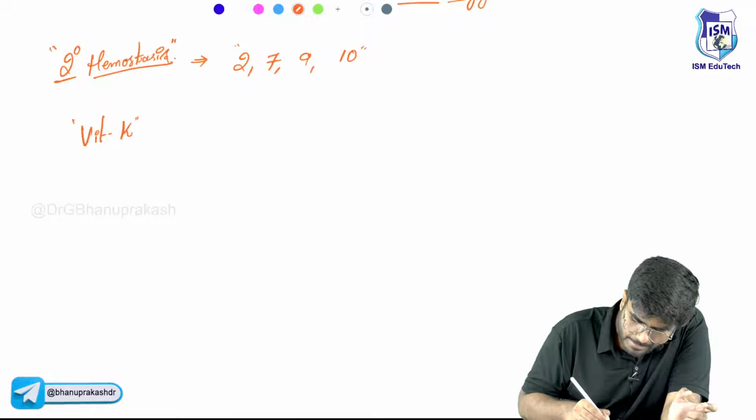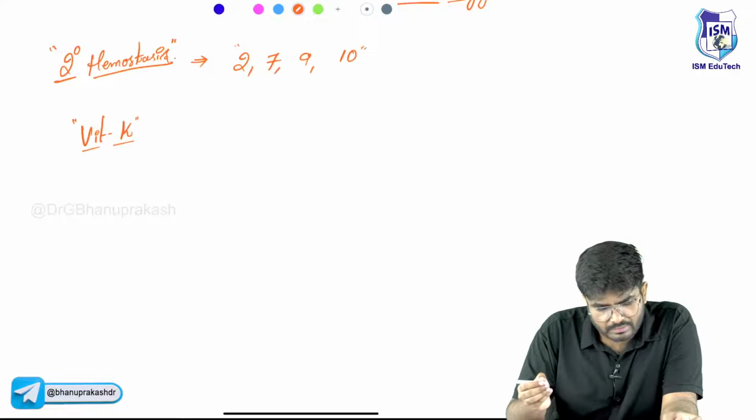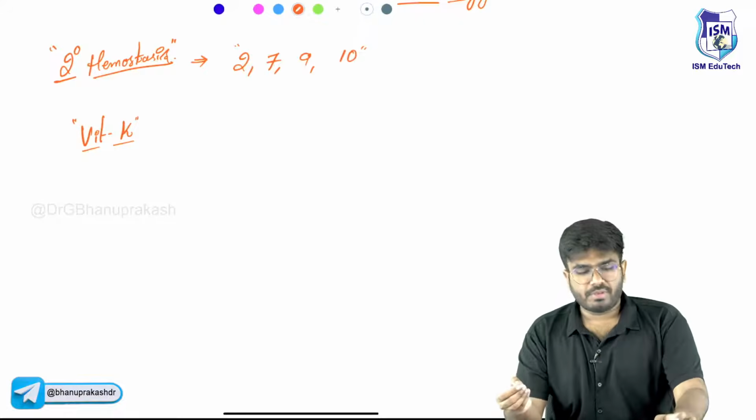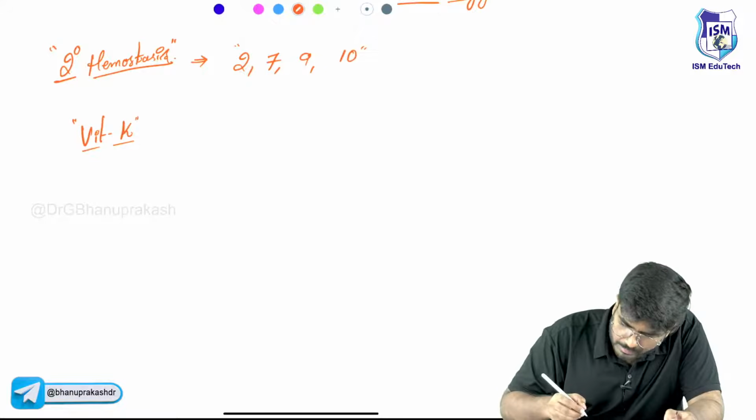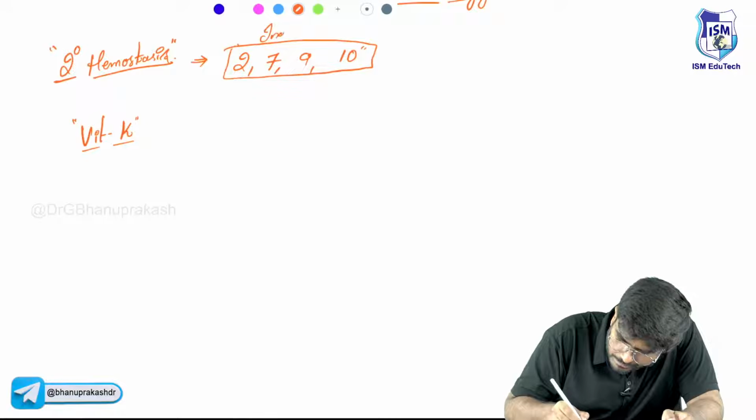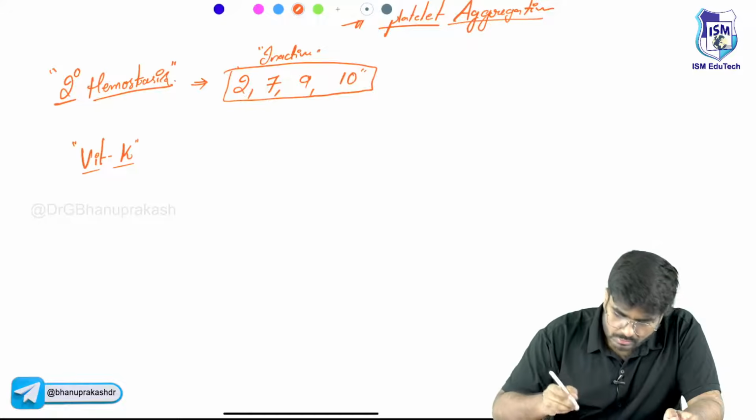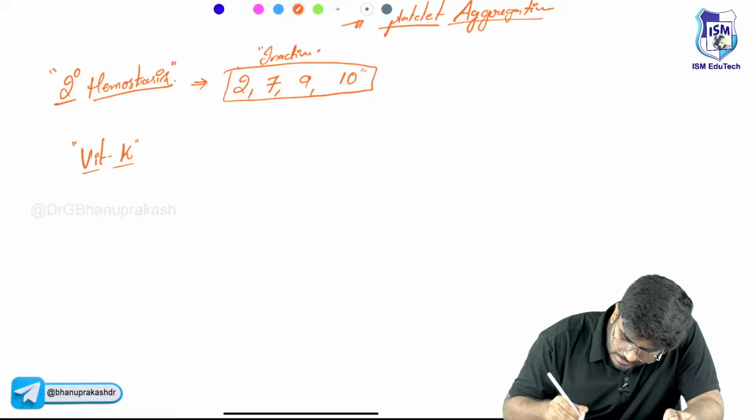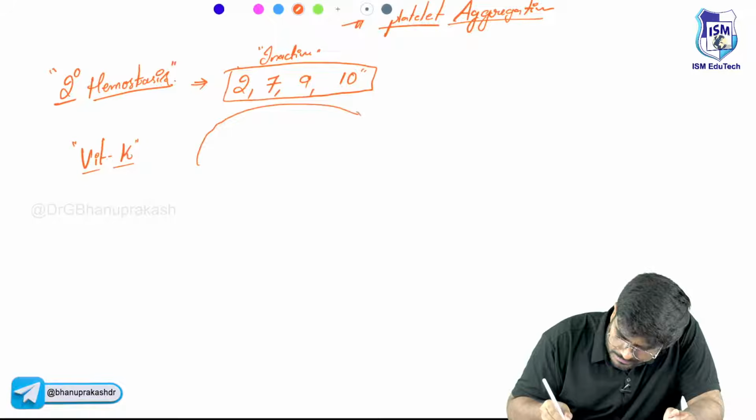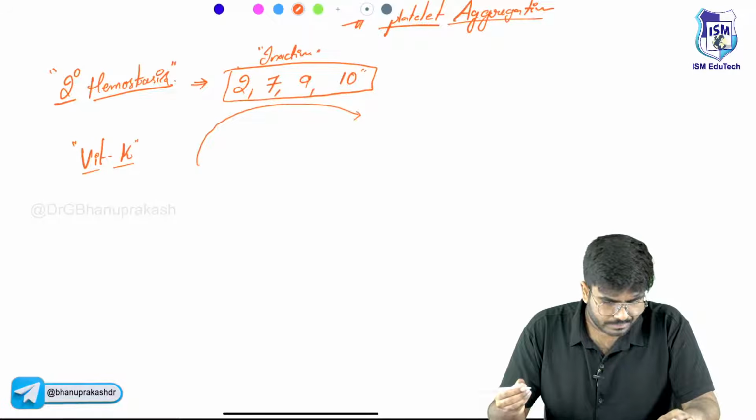Vitamin K, with the help of an enzyme, vitamin K epoxide reductase. Let me put it this way. These factors, 2, 7, 9, 10, are inactive, for example. Now you have to make them active. How, sir? Vitamin K with the help of an enzyme called vitamin K epoxide reductase.